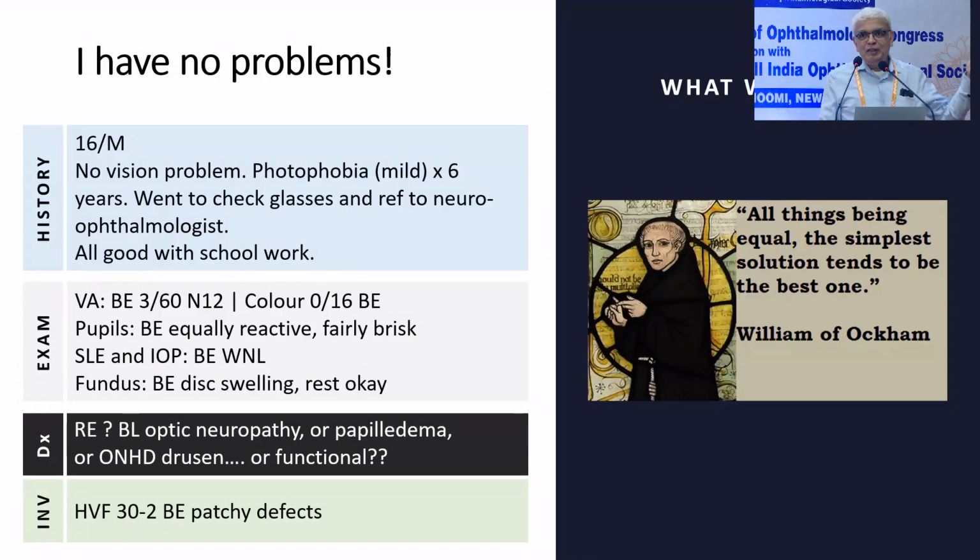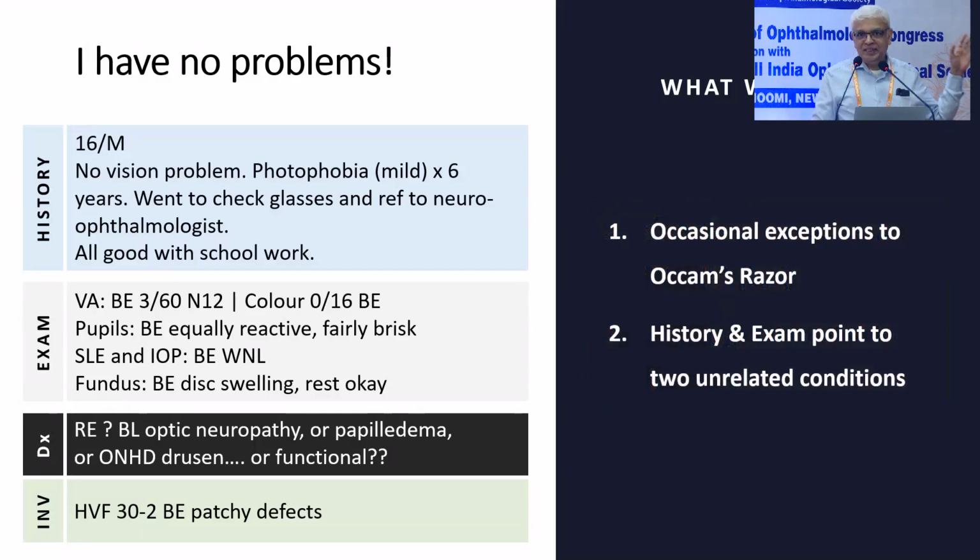So there is this famous William of Ockham who came up with his Occam's razor, that if you have X, Y, and Z things, try and put it all together. There may be one diagnosis which explains everything. Occasionally, there are exceptions to Occam's razor, where you can get two different diagnoses existing in the same patient.